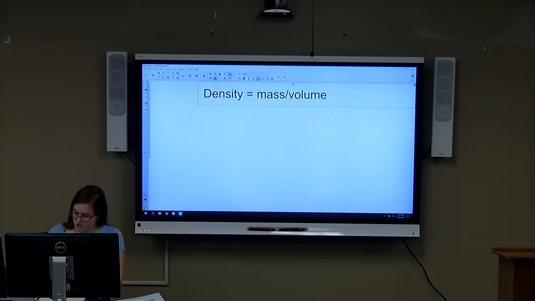You'll also need to know that pressure equals force divided by area.